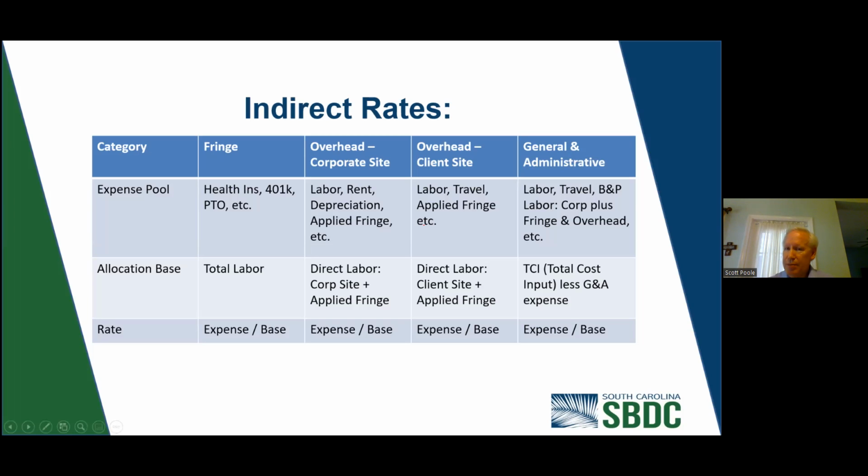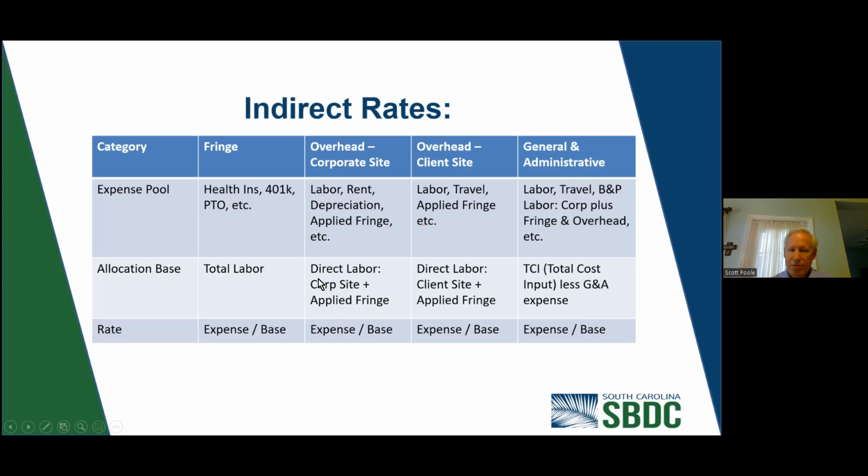So you're going to take the B&P, and if it's done, apply the fringe, and then you also have to add the overhead to that one as well. Now you have all those costs in separate expense pools. Now you're going to allocate them to the base. In each one of these, we're taking the expense pool and dividing by the base. For fringe, you're going to take the total labor. That's the direct labor on the contracts, the overhead labor, the general administrative labor, and any B&P labor.